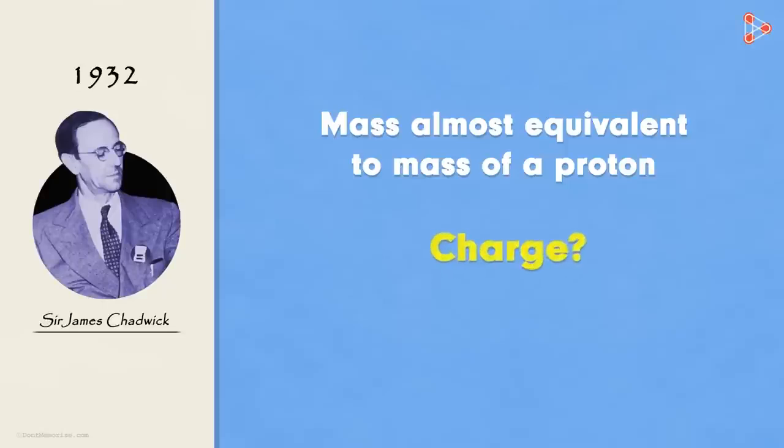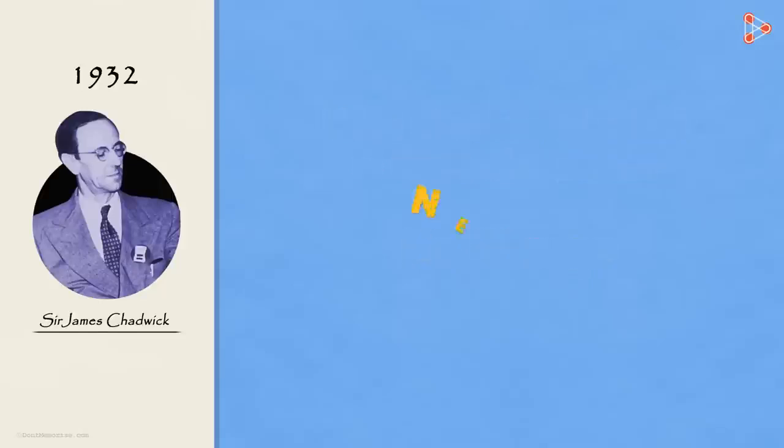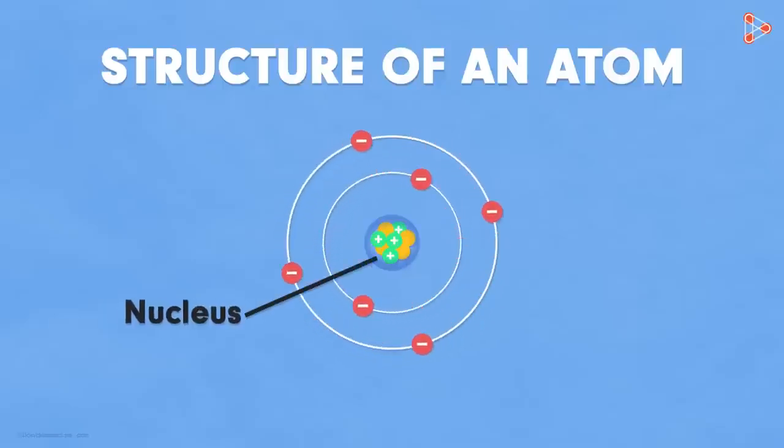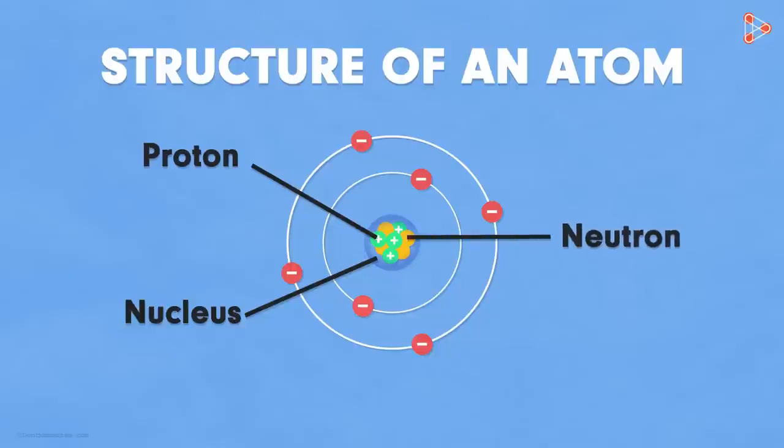And what about its charge? Astonishingly, it had no charge. Yes, the particle was neutral. The particle was later named as neutron, denoted by the letter n. Thus, now we have the complete design of an atom. In the center lies the nucleus having positively charged protons and neutral neutrons, while the negatively charged electrons revolve in fixed orbitals around the nucleus.